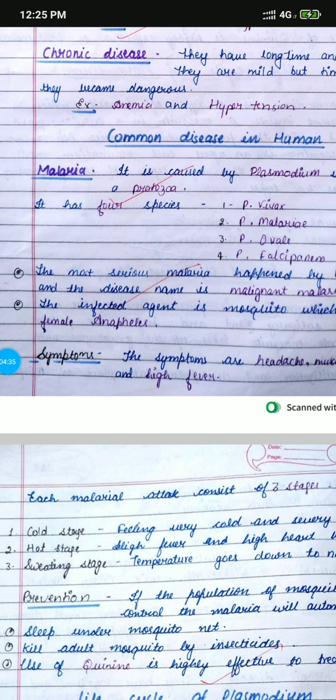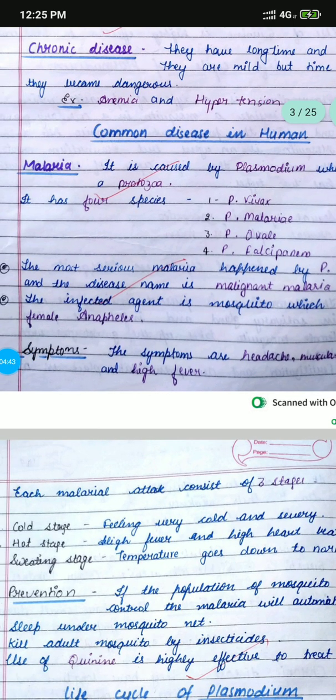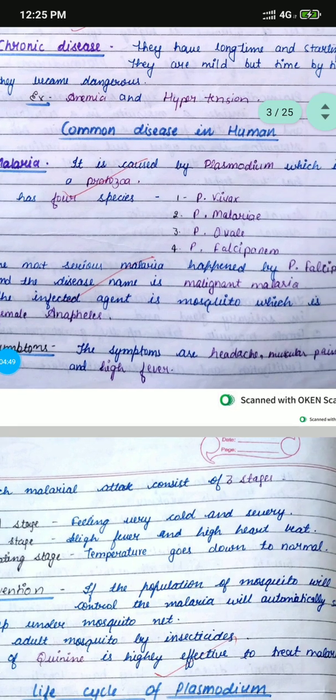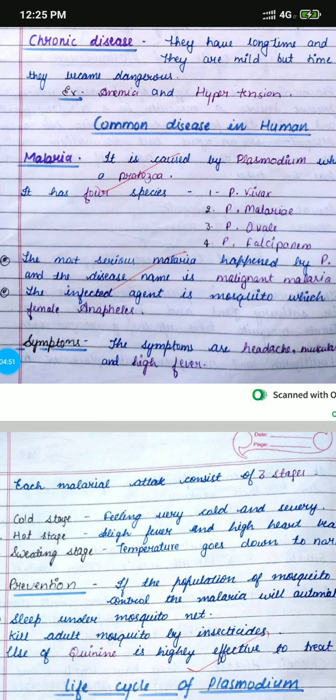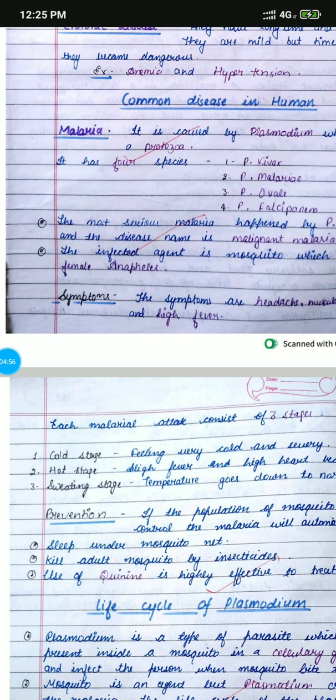Every malarial attack consists of three stages. Number one, a person who has malaria first goes to the cold stage. He feels very cold and starts shivering. The second is the hot stage, where the fever is high and the heartbeat is fast. And the last is the sweating stage, where the temperature goes down to normal. These three stages always happen when a person is suffering from malaria.